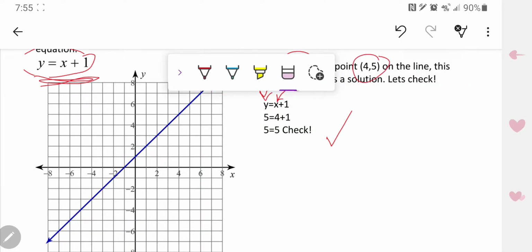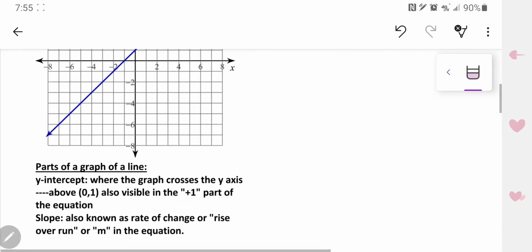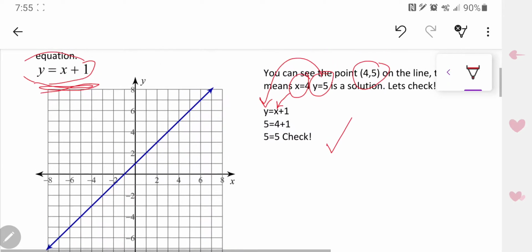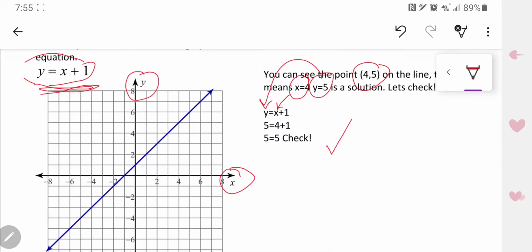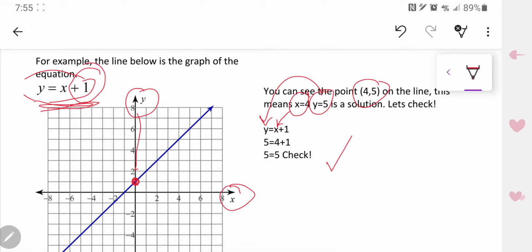Okay, so let's talk about parts of a line. The y-intercept is where the graph crosses the y-axis. So see, this is the x-axis, this is the y-axis. This graph in particular touches right here. That is the point (0, 1). It is also visible in the plus 1 part of the equation, this part right here. That is why that's a positive 1.